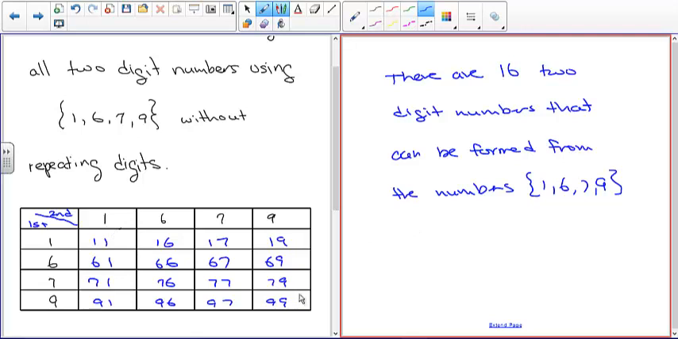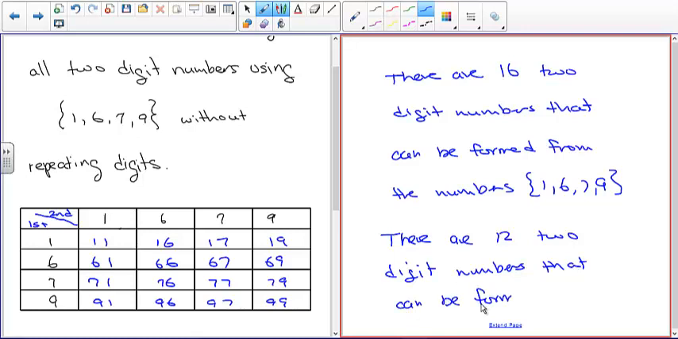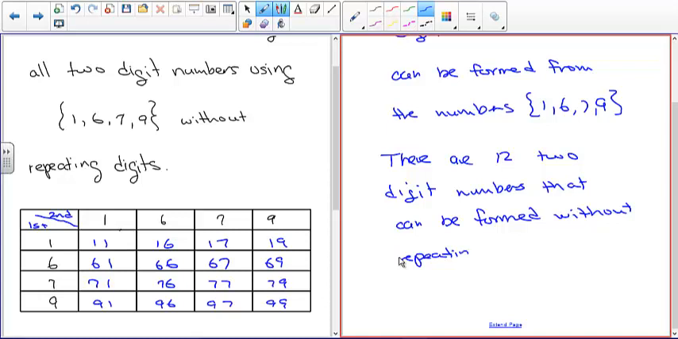Now if you don't allow repeating digits, so 1, 1, 6, 6, 7, 7, 9, 9, if you say that's the question, there are 12 two-digit numbers that can be formed without repeating the same digit in both places. 61, 71, 91, 96, 76, 16, 17, 67, 79, 69.